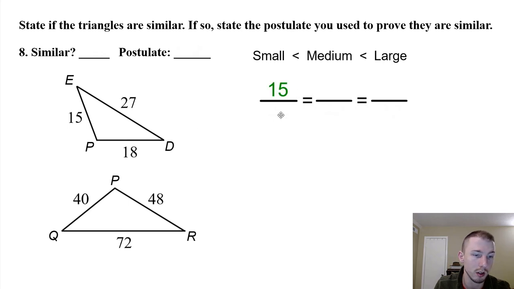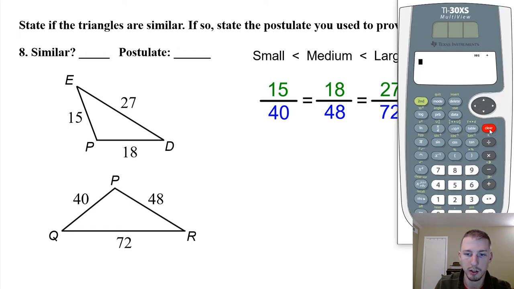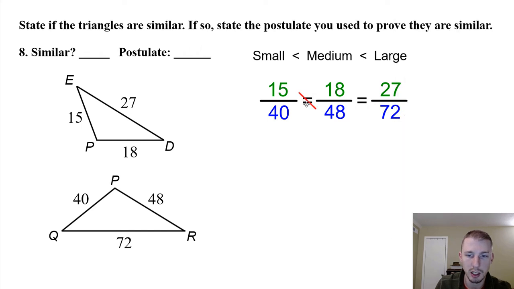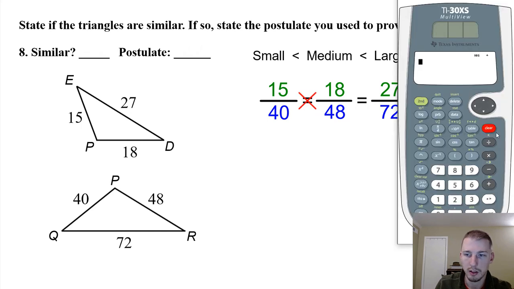So 15 is going to go with that 40. And then we had 18 and 27. And then medium and large would be 48 and 72. Now we're ready to cross multiply to verify and check to make sure that these actually are proportional. So I'm going to put them in my calculator and see what I get. So 15 times 48. And then 40 times 18, and those should be the same.